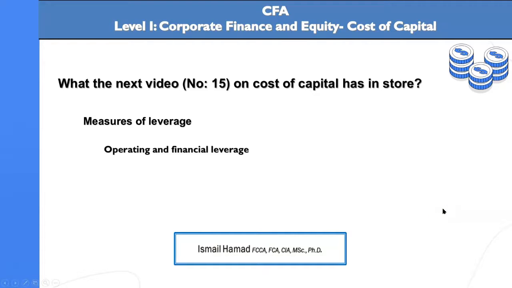There are two types of leverage, that is operating and financial leverage. That means we have operating leverage and also we have financial leverage. We will know the difference between the two and how to calculate each. Also, we'll discuss the difference between business risk and financial risk and how to measure each of them. And finally, we go through a numerical example.